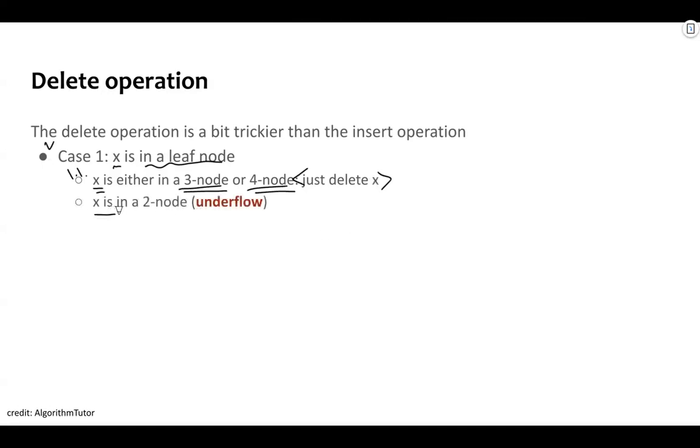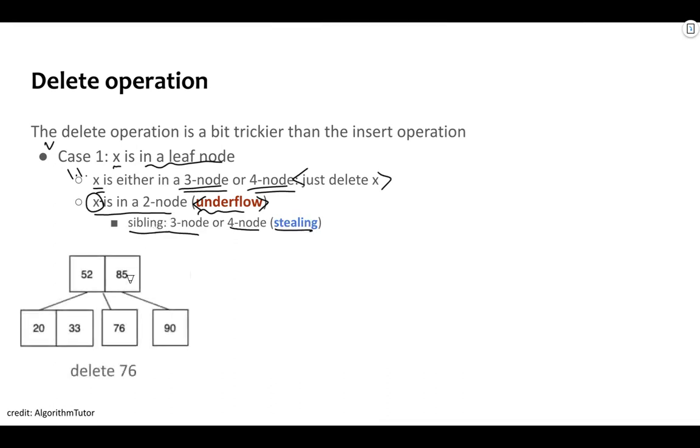And if X is a 2 node, then underflow occurs, meaning that the height of the nodes that contain X will change. And this causes some problem called underflow. And if X has some siblings, and the sibling of X is 3 node or 4 node, we are going to steal some items from siblings and then perform deletion. So let's have a look at this.